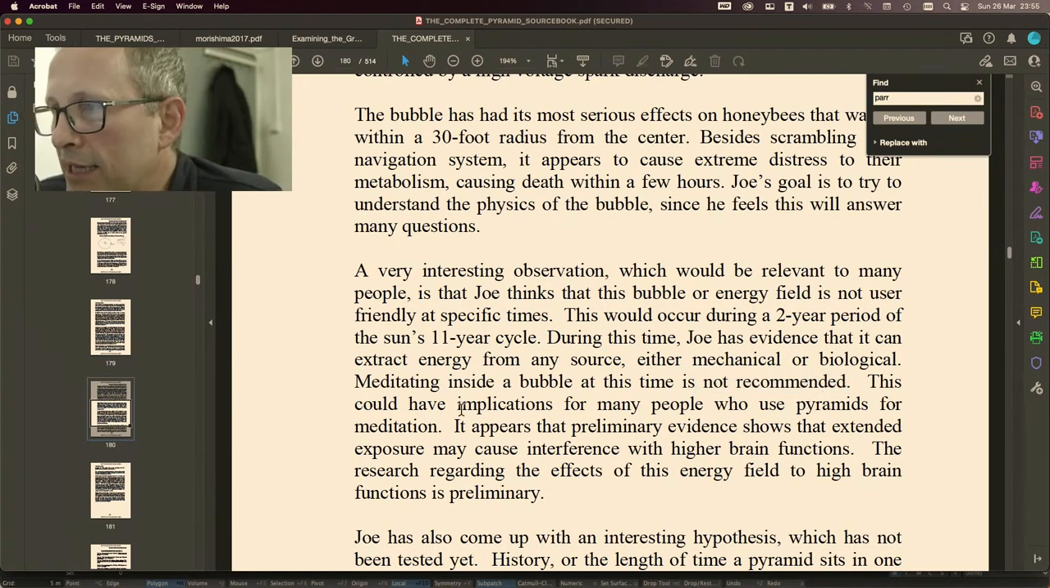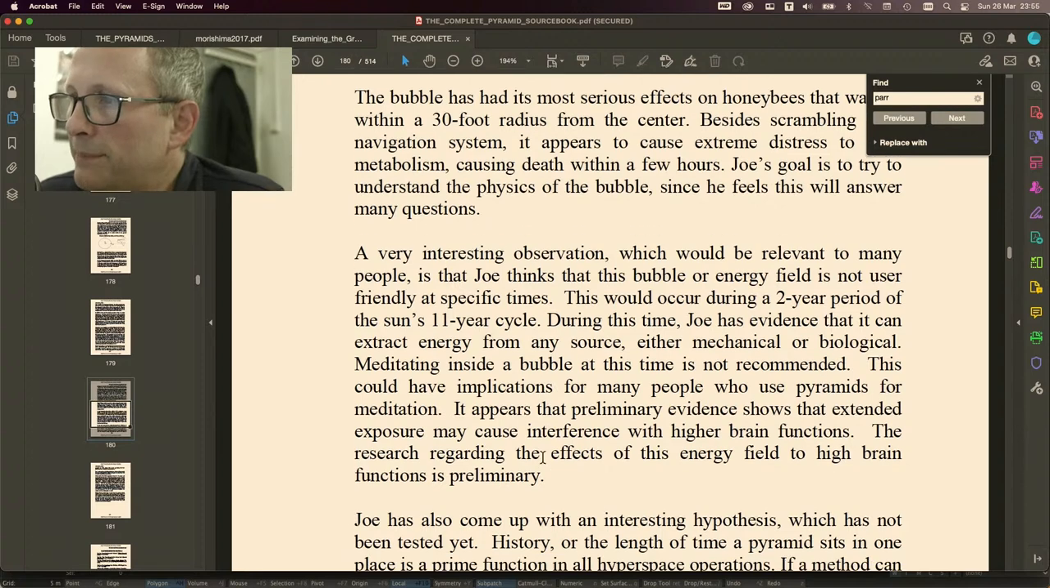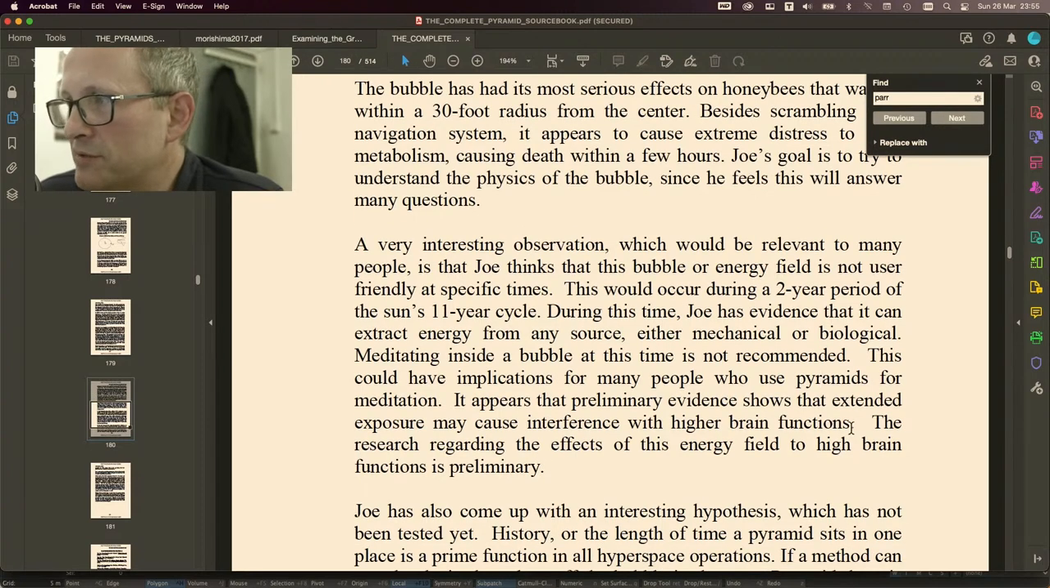This could have implications for many people who use pyramids for meditation. It appears that preliminary evidence shows that extended exposure may cause interference with higher brain functions. The research regarding the effects of this energy field to high brain functions is preliminary.